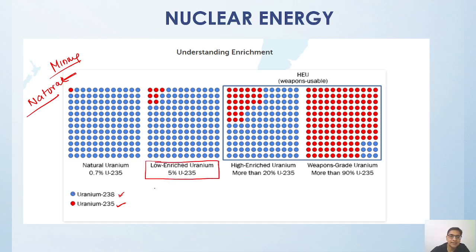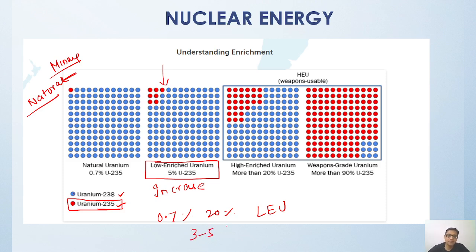Enrich means we are trying to increase the concentration of U-235, up to 5% of it. This is normally utilized for our power generation purposes. Uranium enriched to a concentration above 0.7% but less than 20% is called low enriched uranium. Most civil and commercial nuclear reactors utilize only around 3 to 5% enriched uranium. This much enrichment is required for your commercial nuclear reactor.